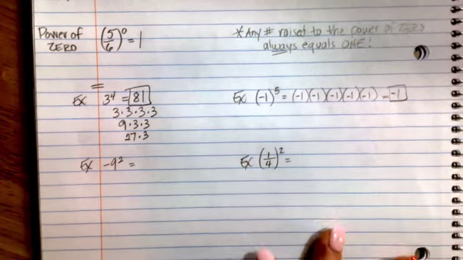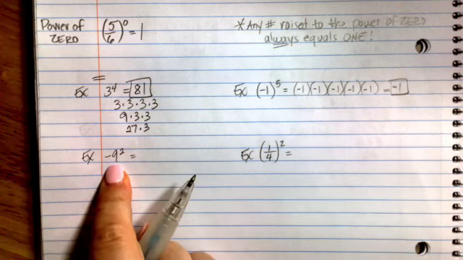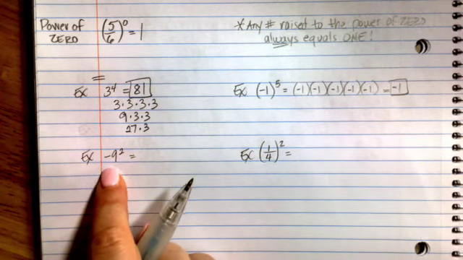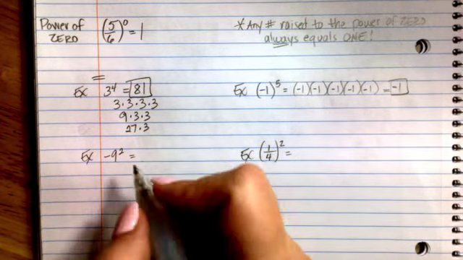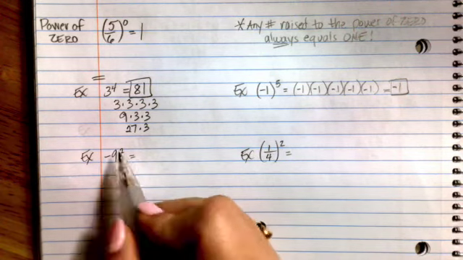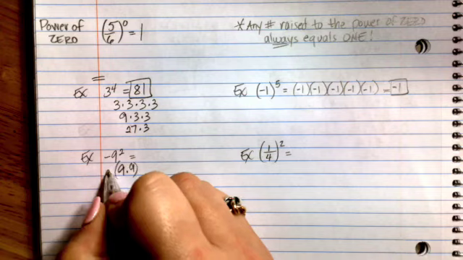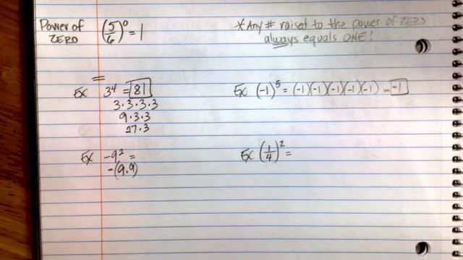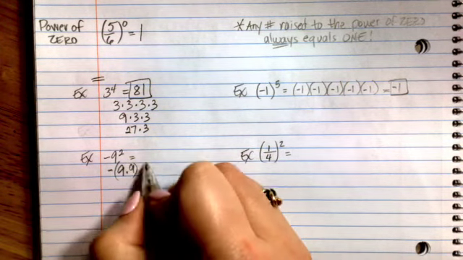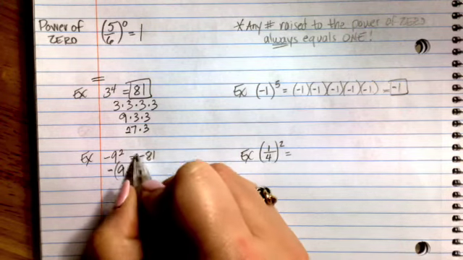All right, down here, we have an integer raised to the power of 2, but we do not have parentheses. So that means I'm only raising 9 to the power of 2. That means 9 times 9, keep that negative sign on the outside. 9 times 9 is 81. So my solution is -81.